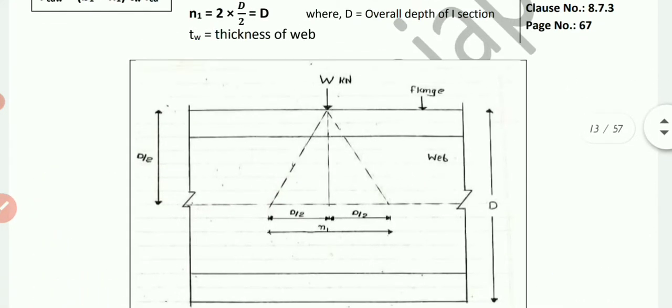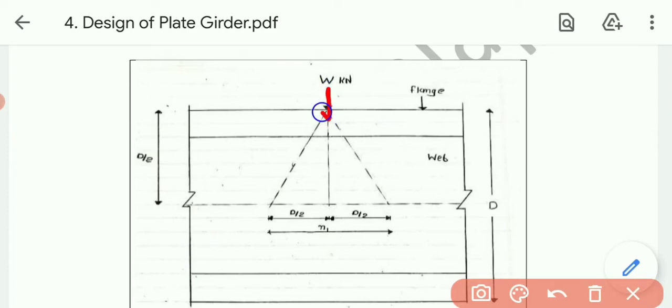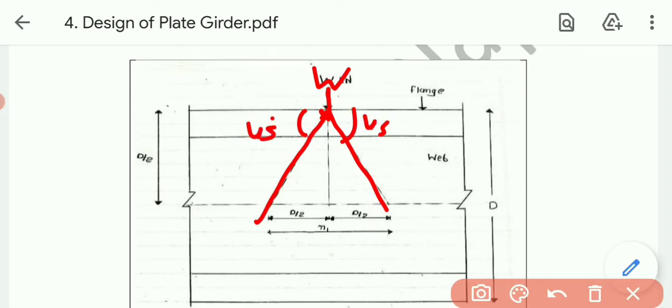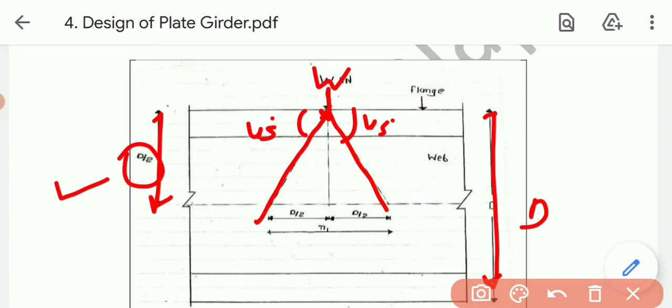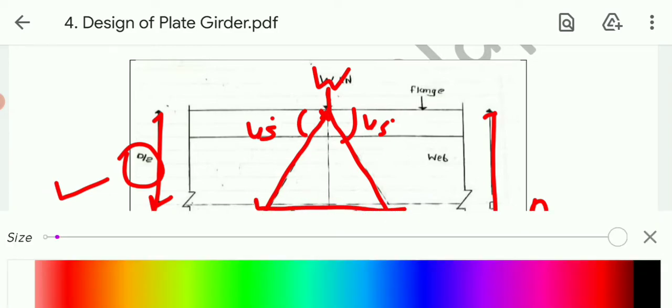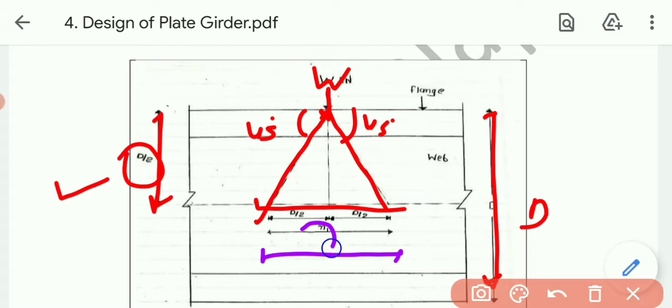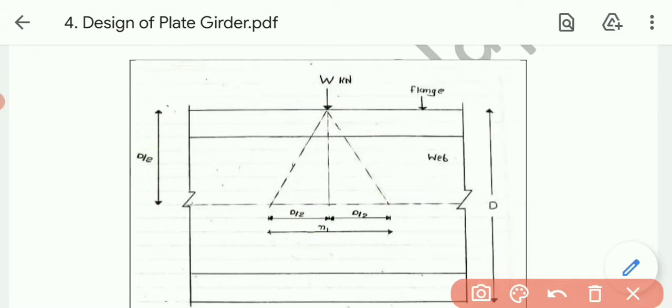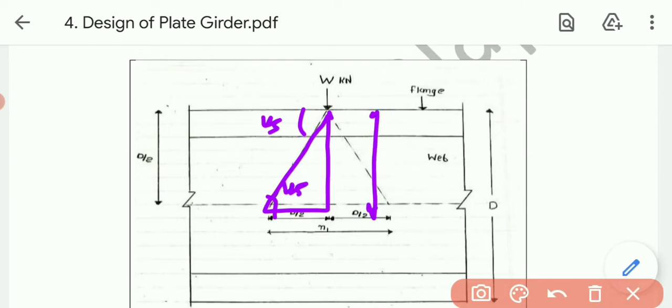N1 means, see, when a load is applied like this on the flange, it will get dispersed, or we can say diversified, at an angle of 45 degrees as per the code. Till how much depth? Till half the depth of the cross section. This one is the half depth, overall depth being d. So ultimately N1 will be this dimension. Let's consider this triangle first of all. Over here it is 45 degrees, so this will also be 45 degrees. Now this depth is d by 2.